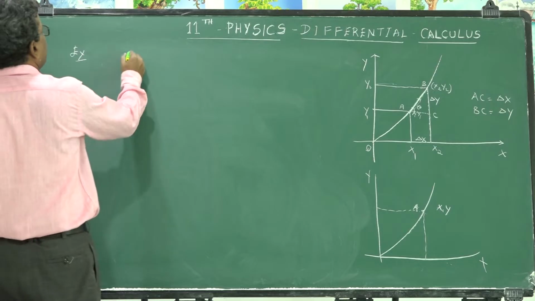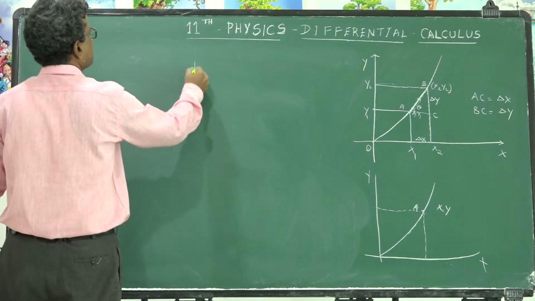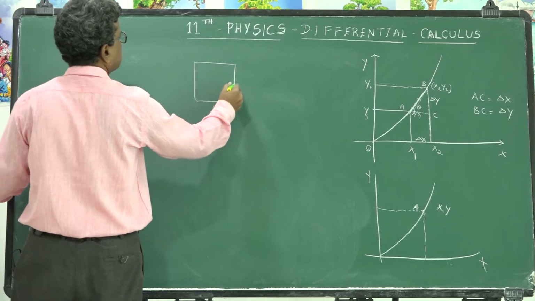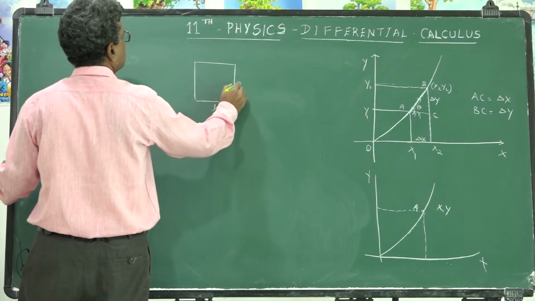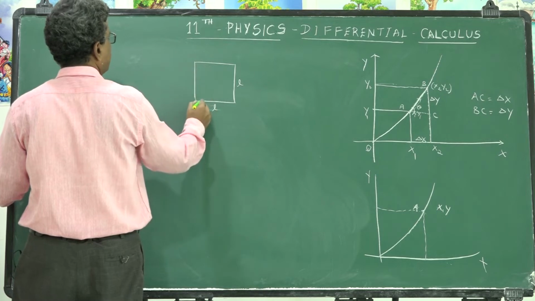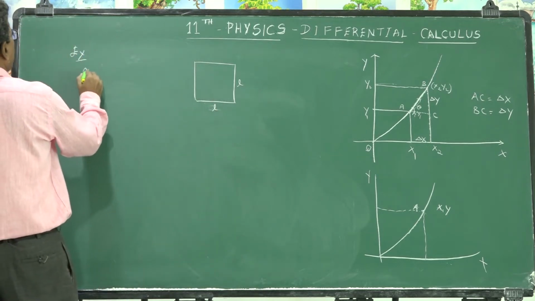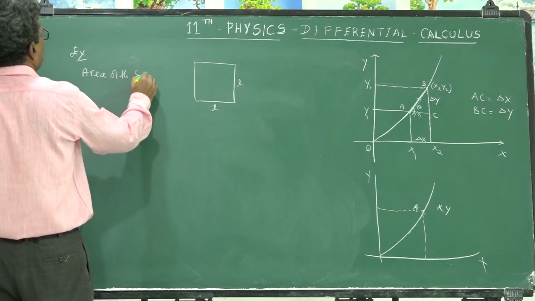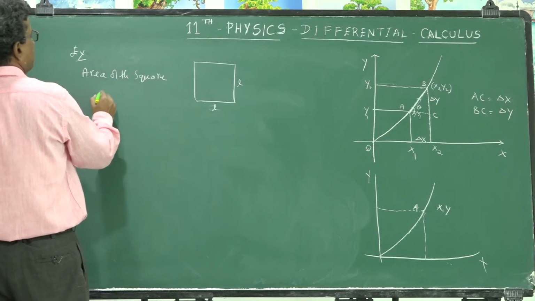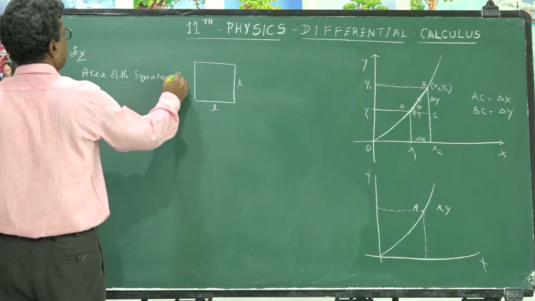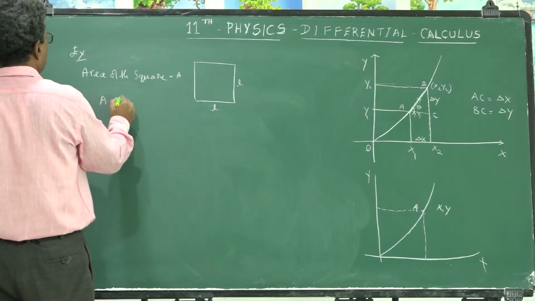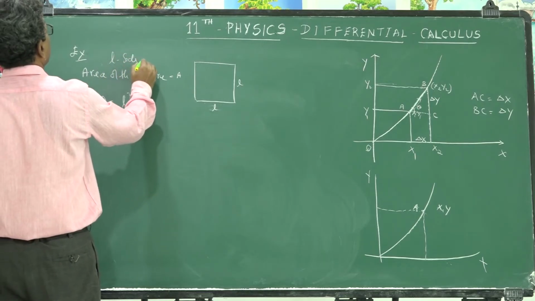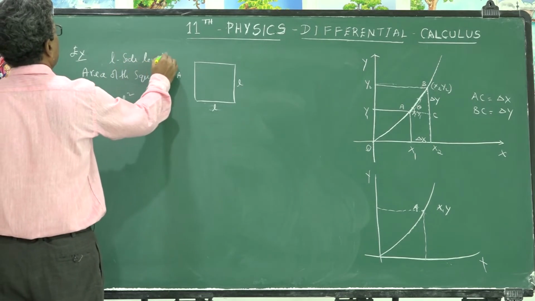Suppose there is a square of side length L. If L changes, what is the area of that square? What is the area of this square? Let it be A. A is equal to L square. What is L here? The side length of this square.